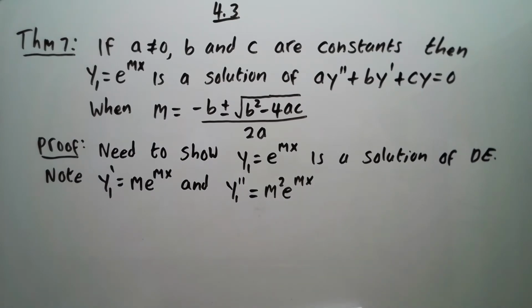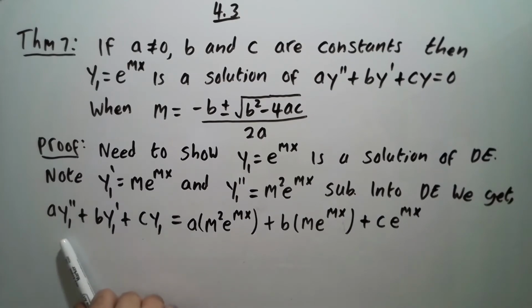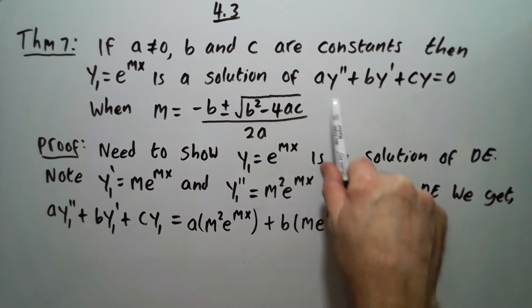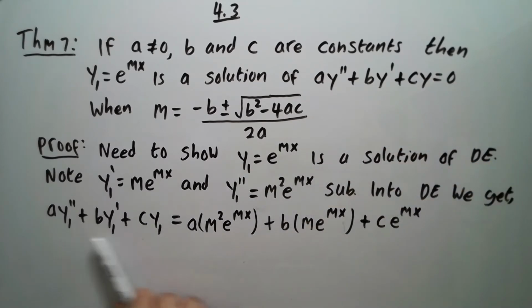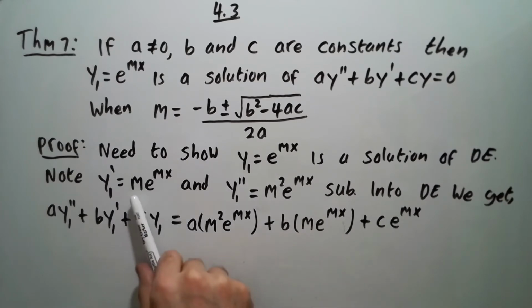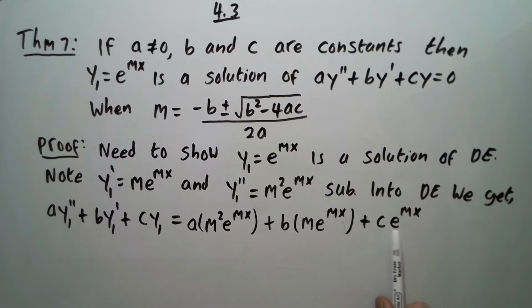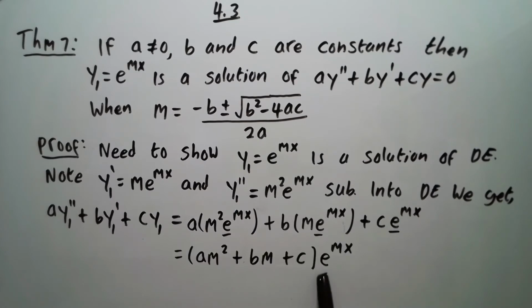Okay, so now let's plug into the differential equation. We're going to substitute our y1 double prime, y1 prime, and y1 into the differential equation up here. So our y1 double prime is m squared e to the mx, plus b times y1 prime, y1 prime is m e to the mx, plus c times y1, which is e to the mx. Now notice all three have e to the mx. Let's factor it out. So factoring the e out, we get this then.